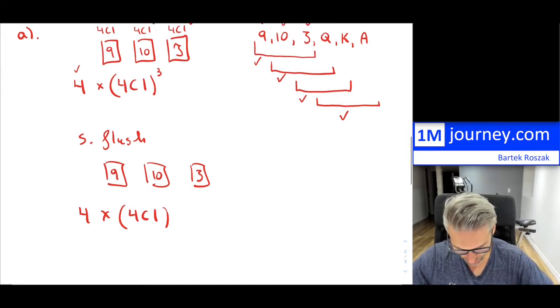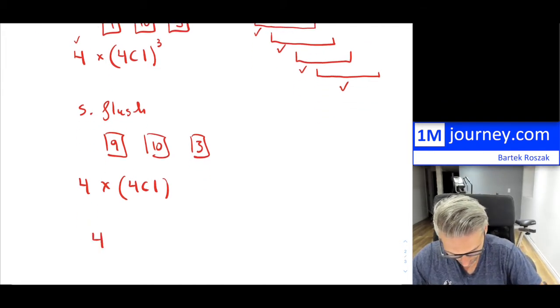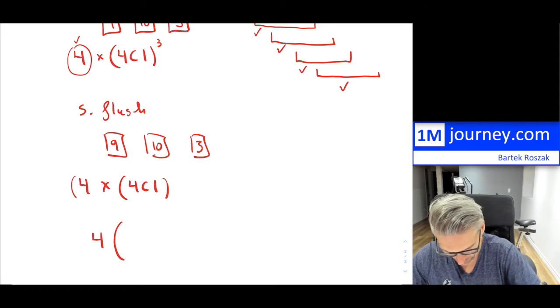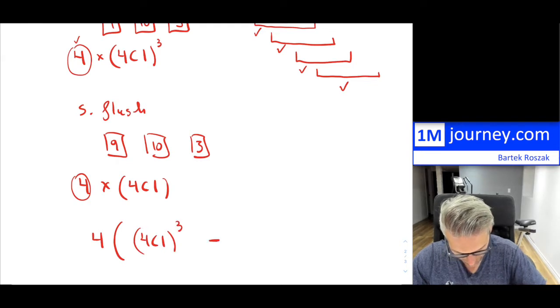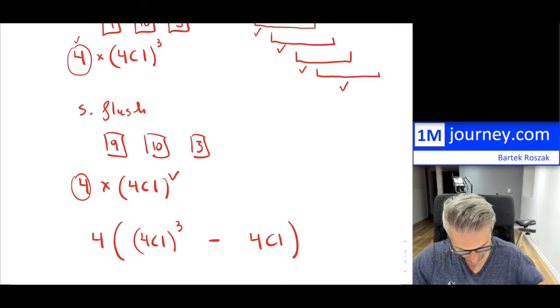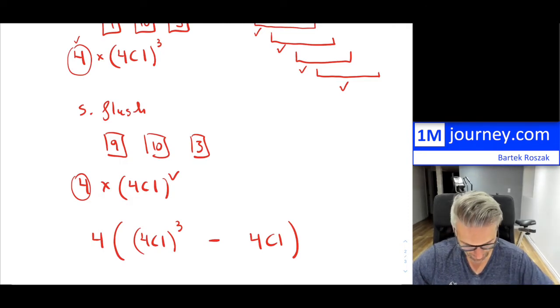Now I have to exclude those, so it's going to be 4. Notice I have a 4 for both of them, so maybe I'll take it out. So I have a 4 and a 4. So this is going to be 4 choose 1 minus this 4 choose 1. Put all of that in brackets. So notice I took out the 4.